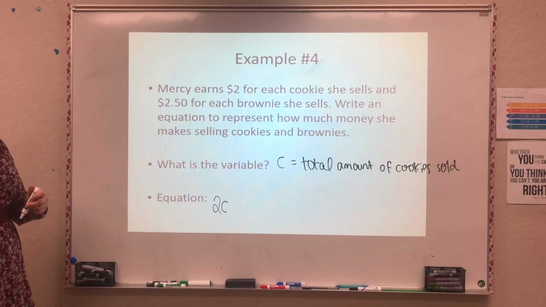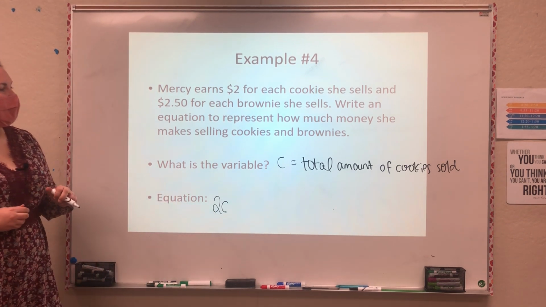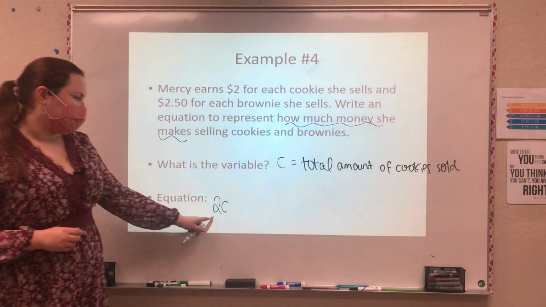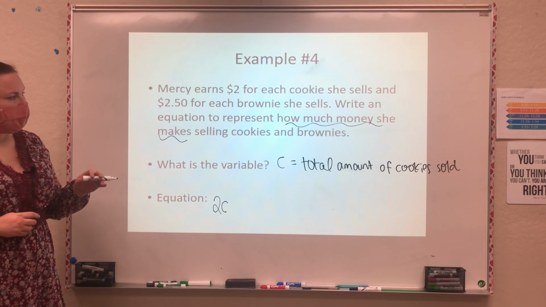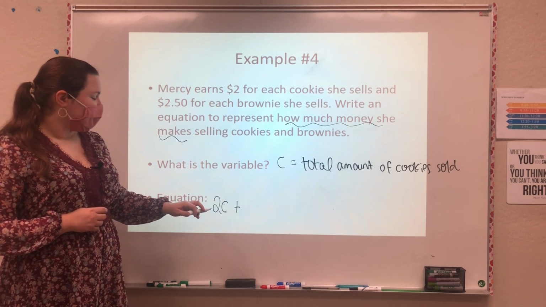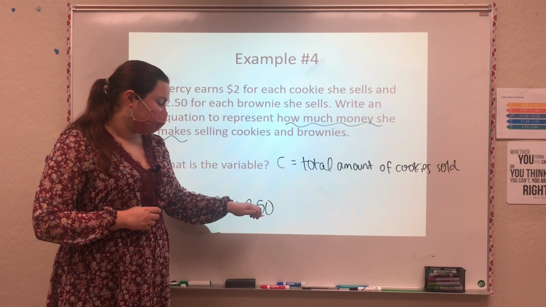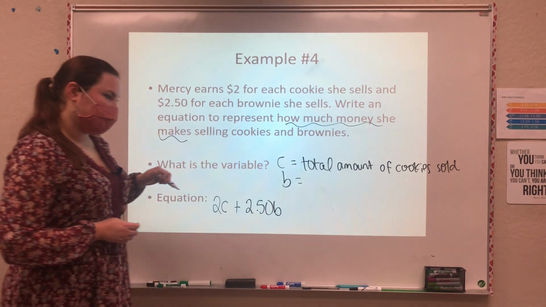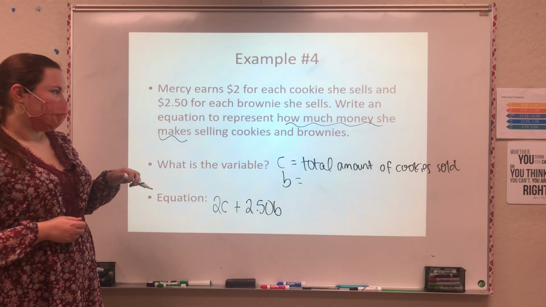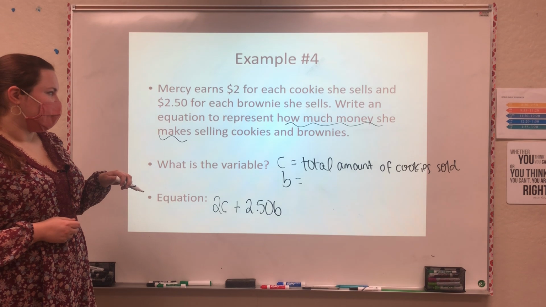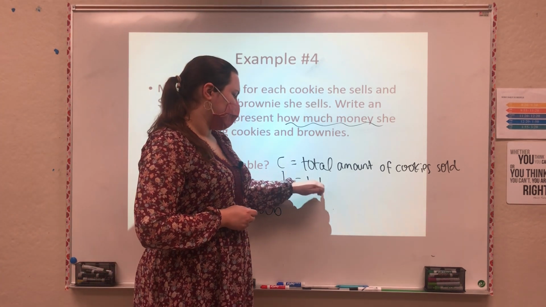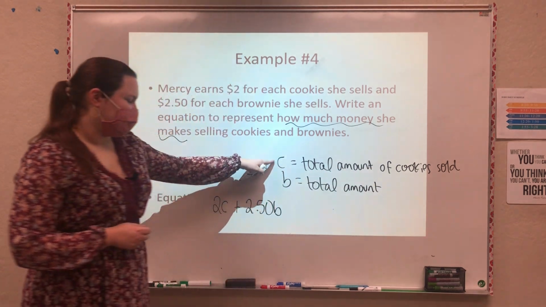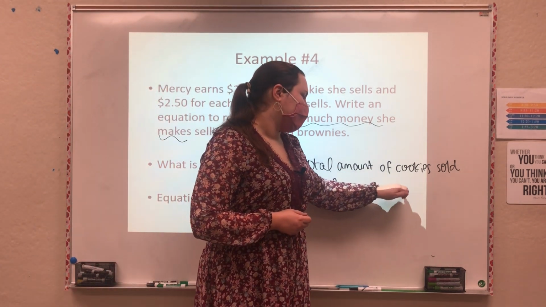We've got 2c. Do you just want to keep going with the equation? We're writing an equation to represent how much money she's making. So you've got 2c right here. Plus $2.50 times B. Ooh, so another variable. Can you help me out with B? What's B represent? The total amount of what? Total amount. It's not cookies, because brownies. Yeah, total amount of brownies sold.